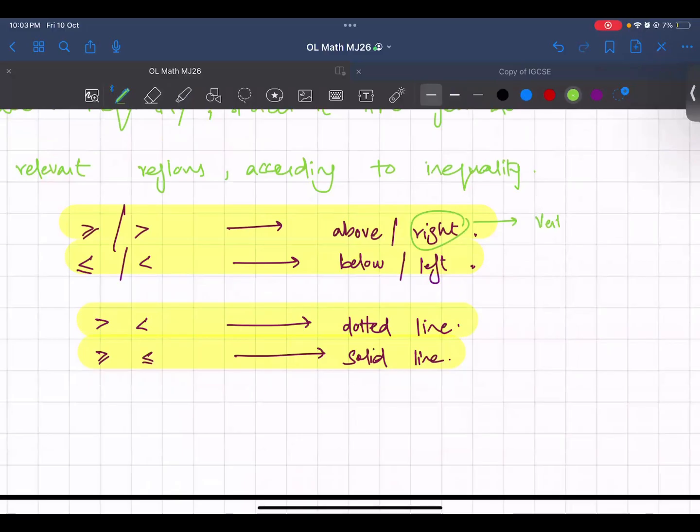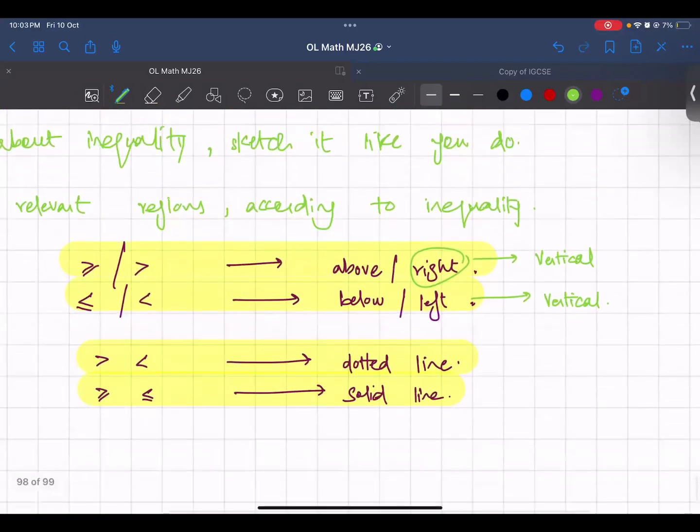The right side is for the vertical line. If your line is a straight vertical line, then you shade it to the right. And left is also, yes, for a vertical line, sorry. Above and below are for horizontal lines.